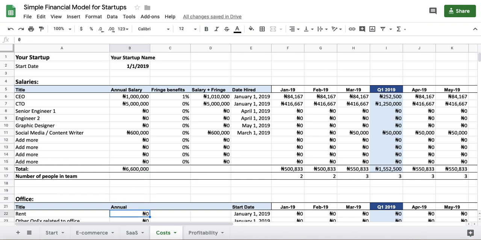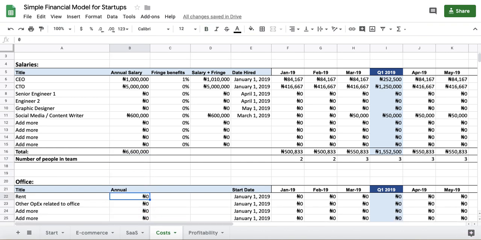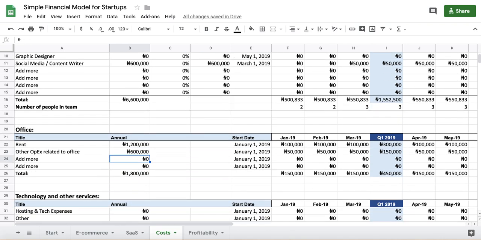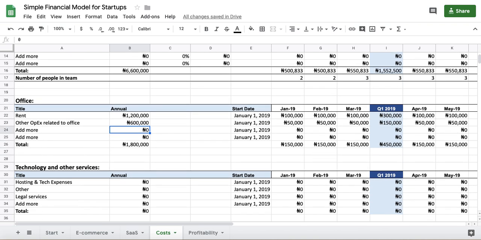So let's talk about office expenses. You may or may not be paying rent. Maybe you're paying 1.2 million in rent, other OPEX, power, stuff like that, maybe 600,000. And any more that you want to add, and then it will just do them. And again, these are annual costs, so that it can amortize them across the year.